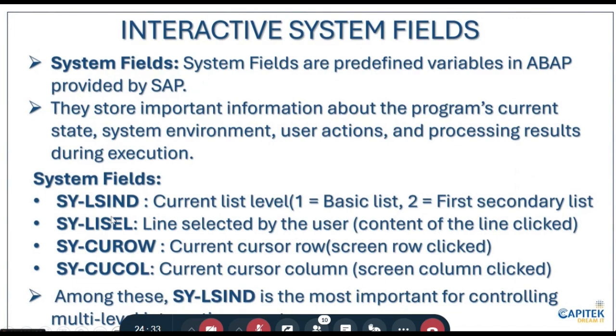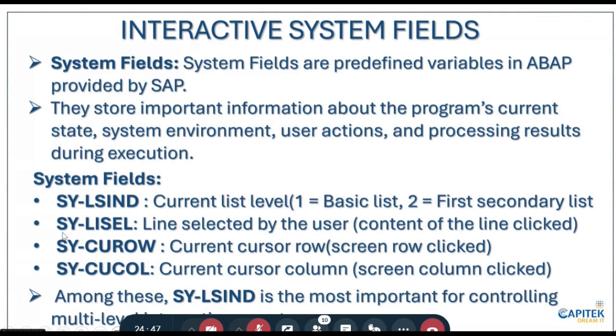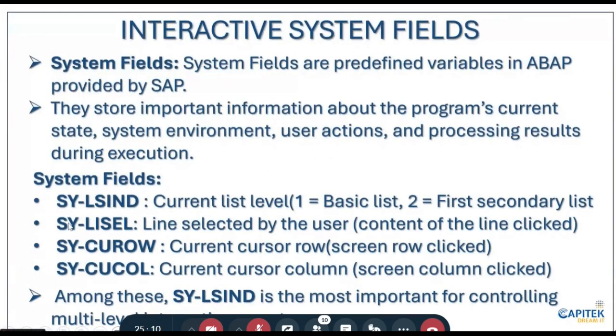Next, LISCL. This will tell you the line selected by the user. Let us suppose I am selecting this line. When I double click on it, what happens? Immediately, the LISCL field will have the complete content of the line clicked. The complete content means all the columns that are part of your internal table will be displayed over here. When you click on it, your system field LISCL will have that information. How you make use of that information, we'll see in the program.